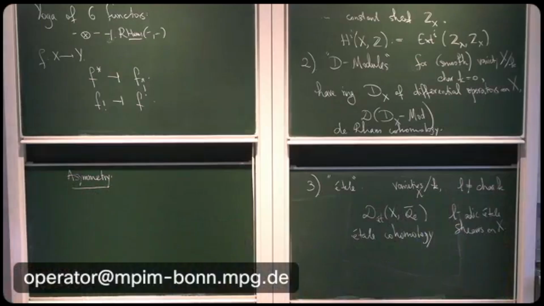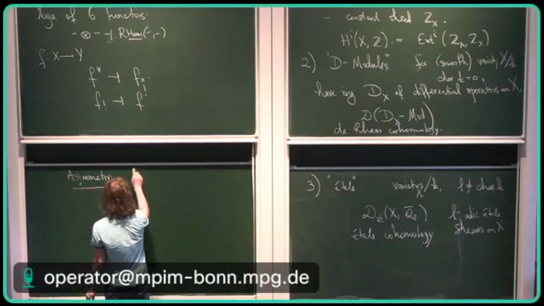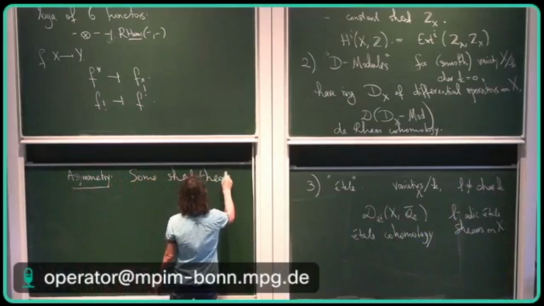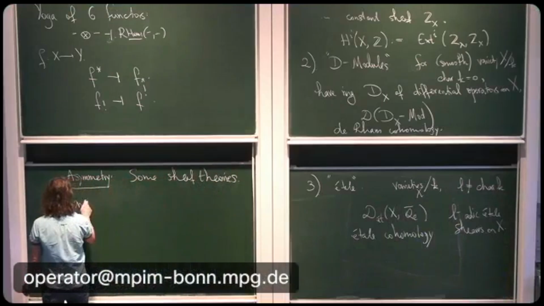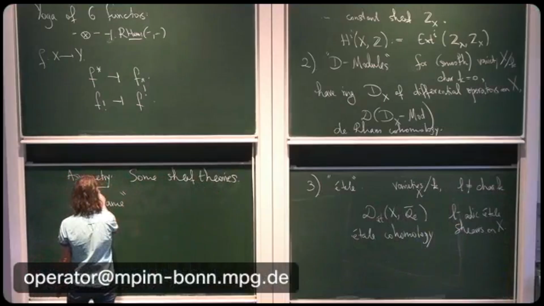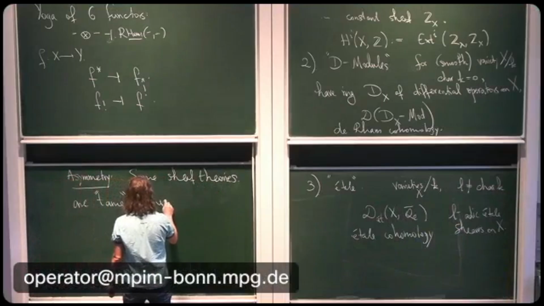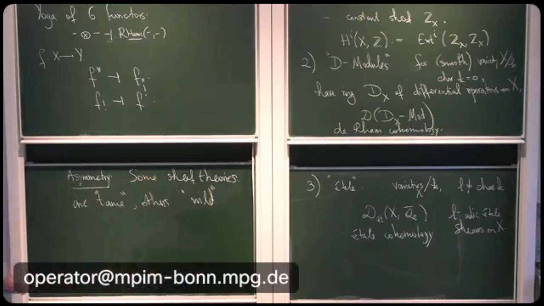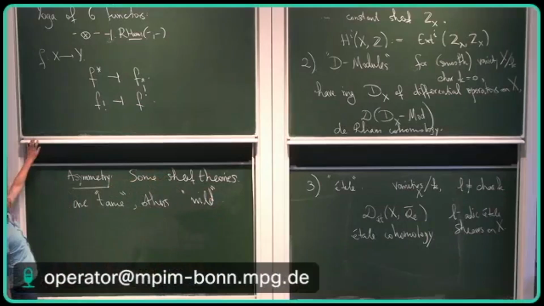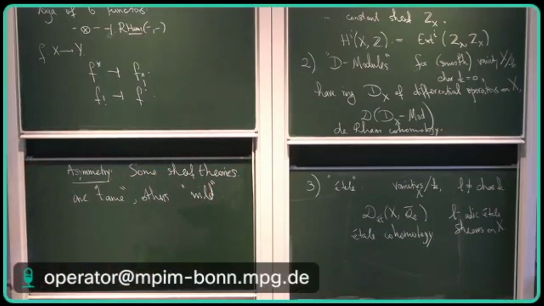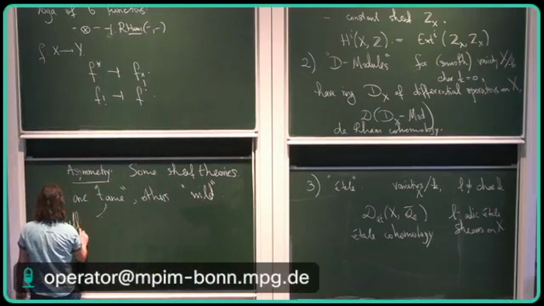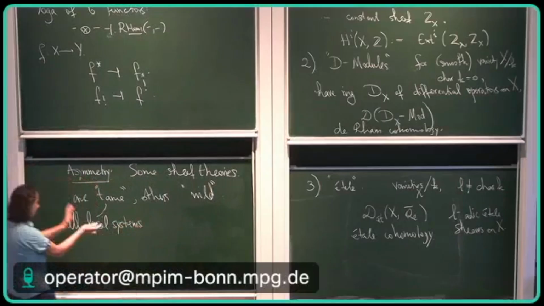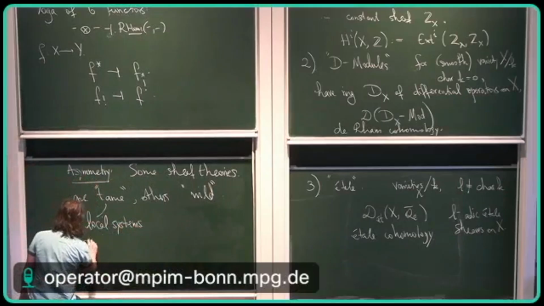So roughly speaking, some sheaf theories are tame and others not tame, which I will call wild. One way to think about what tame means is that all the invertible local systems on an affine line are trivial.